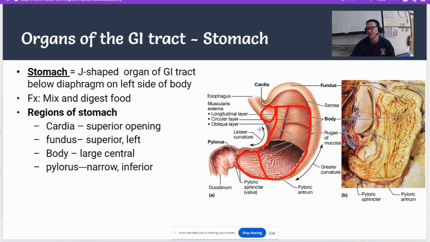And remember, one thing to remember about the stomach, it's got 3 layers of muscularis, 3 layers of muscle tissue. So it's got a longitudinal layer that goes the same direction that the food's coming in. It's got a circular layer that goes around the stomach. And it's got an oblique layer. So this makes it different than the rest of the organs in the GI tract. So longitudinal goes the same direction as the food. Circular goes around the stomach. And oblique goes diagonally.